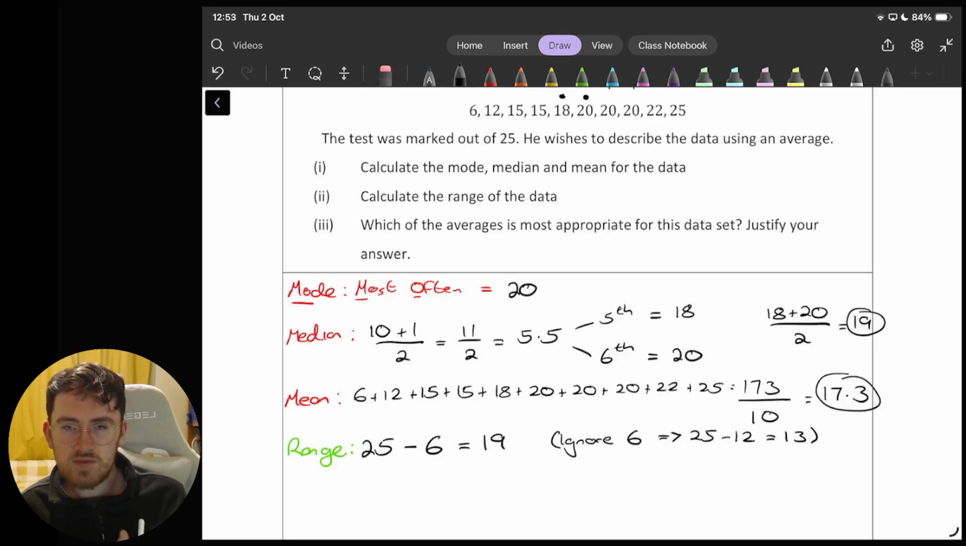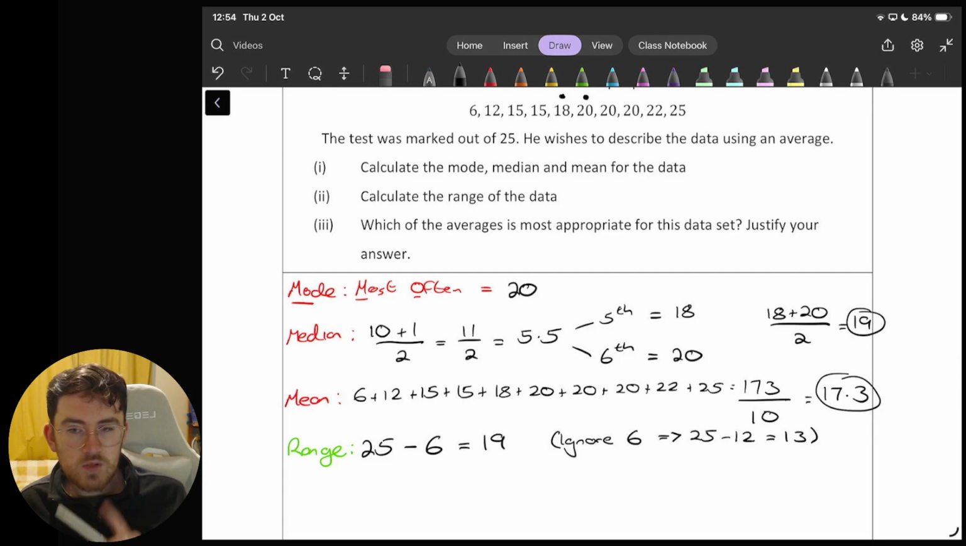An outlier can really have a big impact on the range of your data. It can make you seem like the data is much more spread out than it actually is. But calculating the range is probably much more straightforward than any of the averages. We take the highest and the lowest, we subtract the 2, and it tells us how spread out everything is.